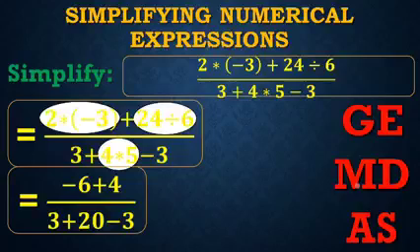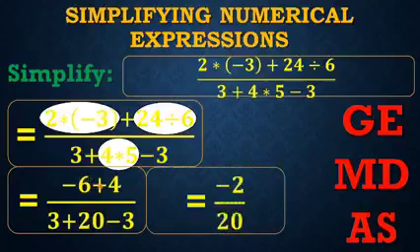The final operation is either addition or subtraction, again from left to right. In the numerator we have negative 6 plus 4. The answer is negative 2. In the denominator, we need to add 3 and 20 first. 3 plus 20 is equal to 23. Minus 3 is equal to 20. Therefore, the final denominator is 20.